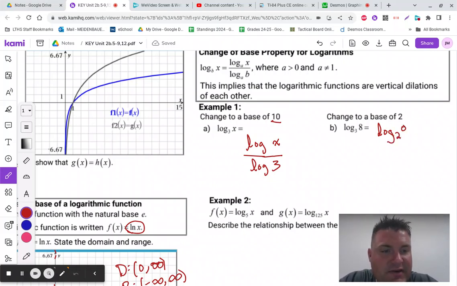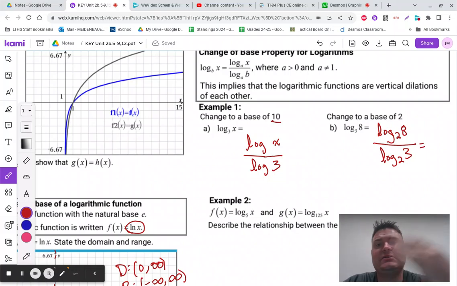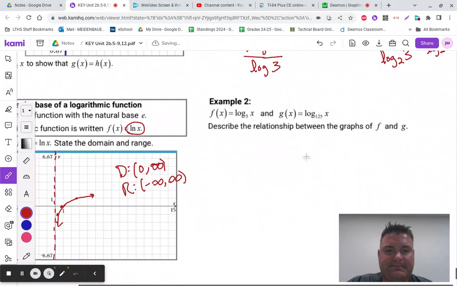Okay, log base 2 of 8 on top, log base 2 of 3 on the bottom. That's equivalent, but we can simplify this. Log base 2 of 8 is, very good class, that is 3, all over log base 2 of 3. Okay, same things.